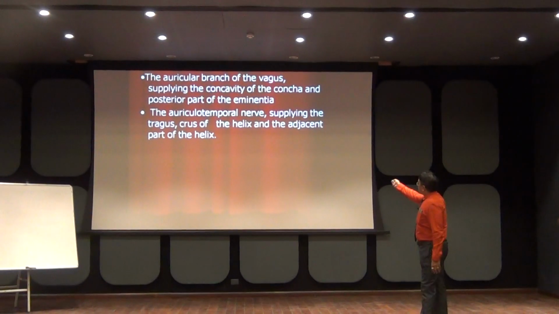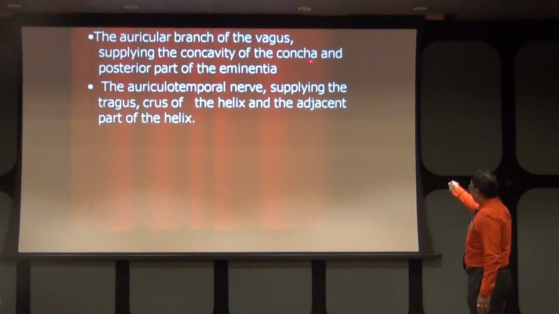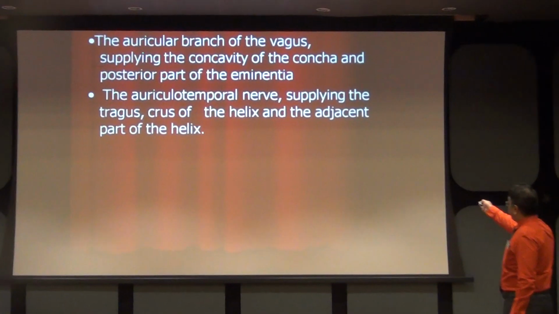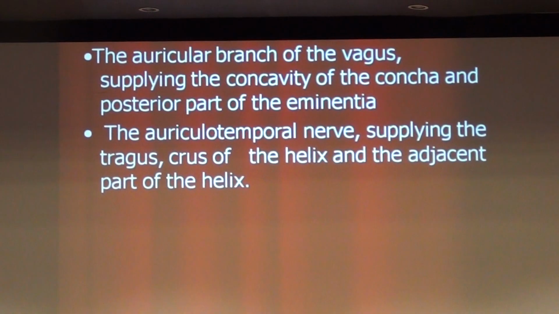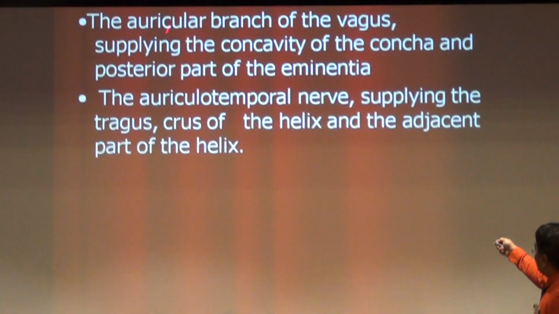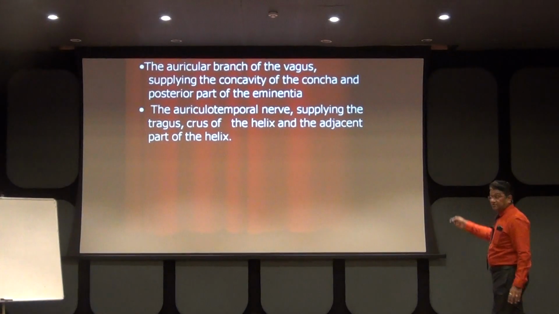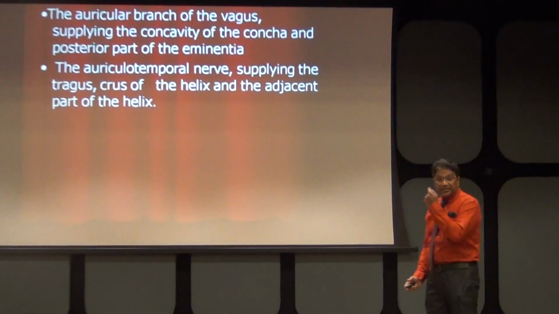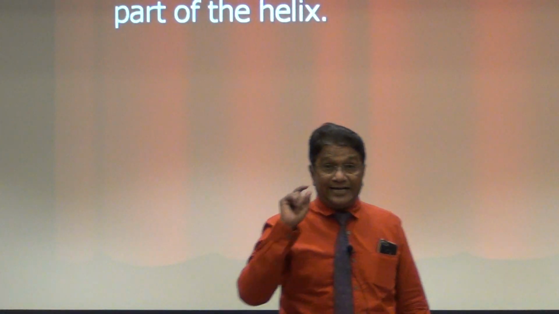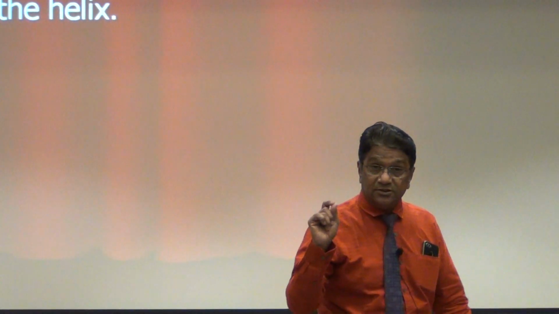The auricular branch of the vagus supplies the concavity of the concha and the posterior part of the eminentia. So the vagus nerve is supplying this part, and not only this part, but also the external acoustic meatus. Not only that, the tympanic membrane is also supplied by the vagus nerve.